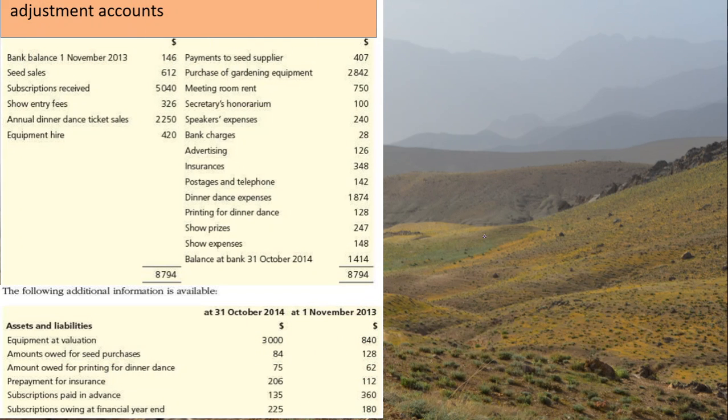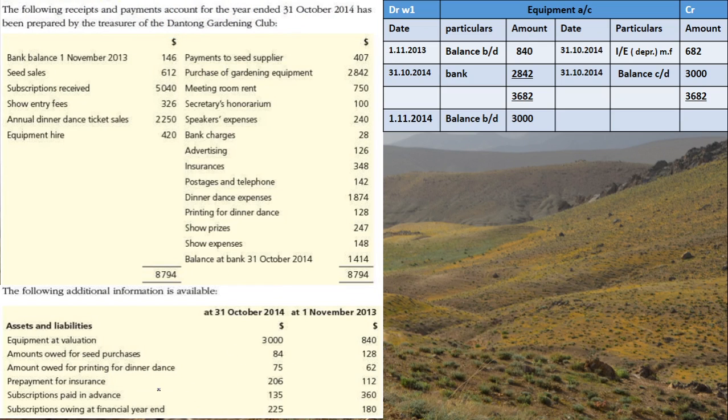So the third step was to prepare adjustment accounts. So to prepare adjustment accounts, what you need to understand is you need to go down here and there is a list of all these ledgers with opening and closing balance. You need to understand that you have to prepare adjustment accounts for all these ledgers because there is something missing out here. So let's do it step by step. So first one, we are going to do equipment valuation. Step 1, equipment valuation.